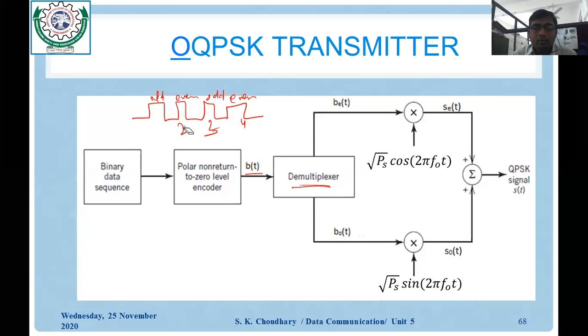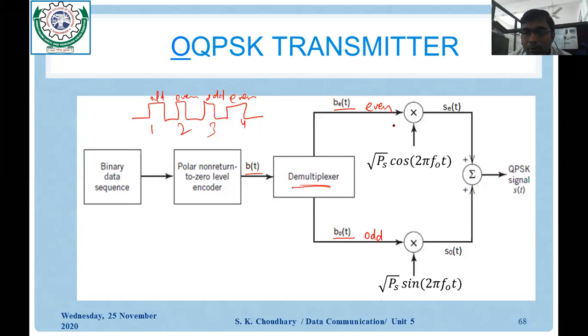So even and odd components are always there. Okay. So in this way we have to represent. So in this way this demultiplexer will split this NRZ signal into suitable even and odd components. So the upper one is BeT, that is the even component. Then the lower one is BoT, meaning the odd components of this bipolar NRZ signal.